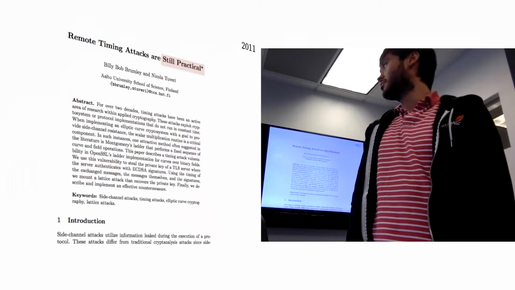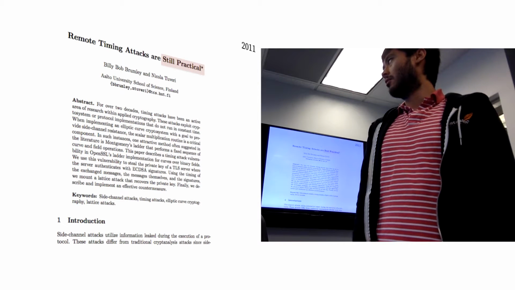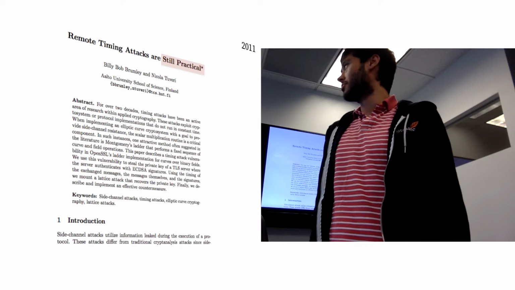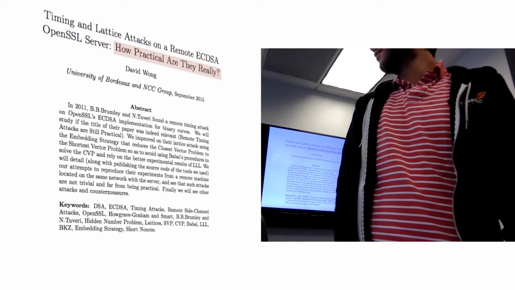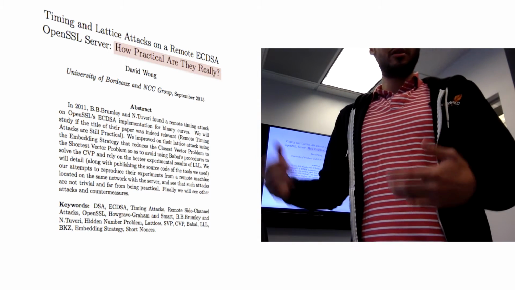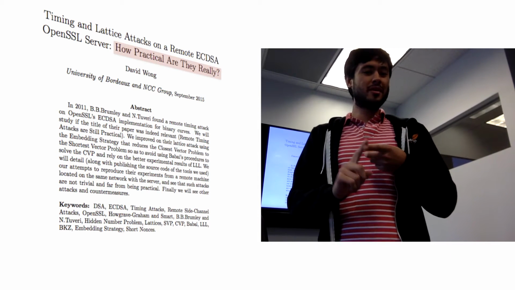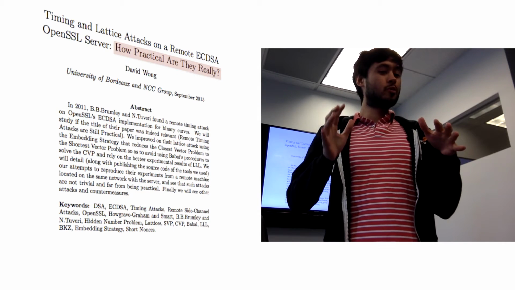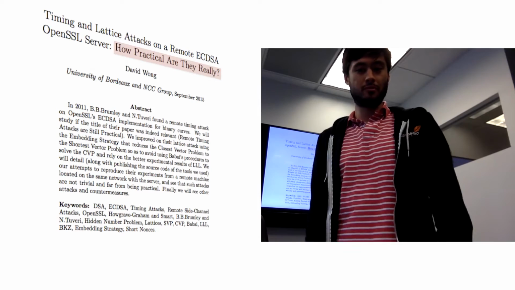Eight years after, two other cryptographers found another attack on OpenSSL, on a different part, and this is the paper I tried to reproduce. So my paper is this one, and it's like a continuation of the previous paper. So this is a timing attack and a lattice attack. The timing attack didn't work that well, but the lattice attack works, so I think it's still cool to talk about that.